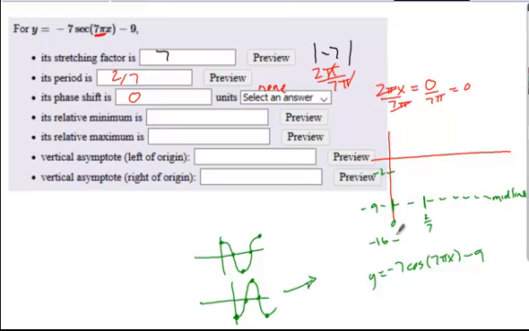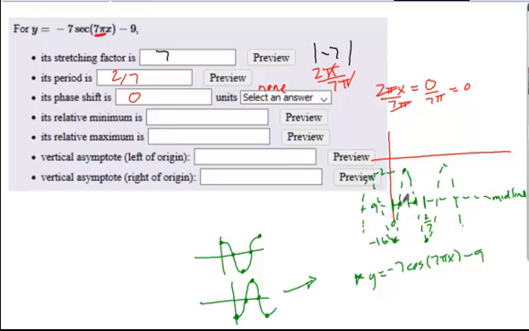So I'm going to start at the minimum. So my minimum here, and I'm going to cut it in half and cut each of those halves in halves. So I go minimum, midline, maximum, midline, minimum. So this right here is what my corresponding cosine function is going to look like. That's the graph of this equation.